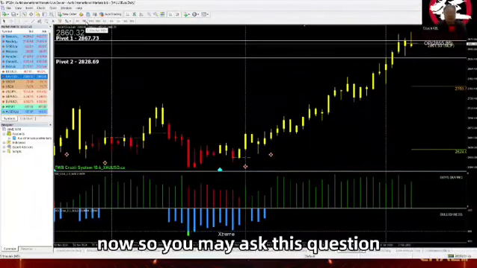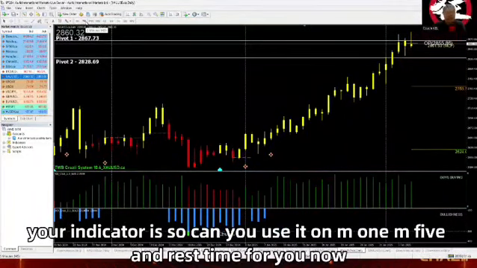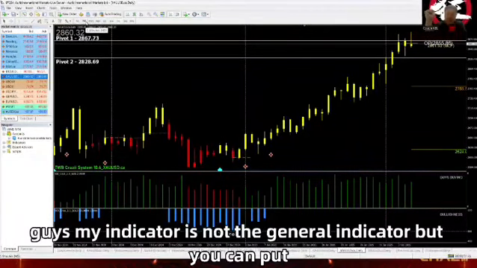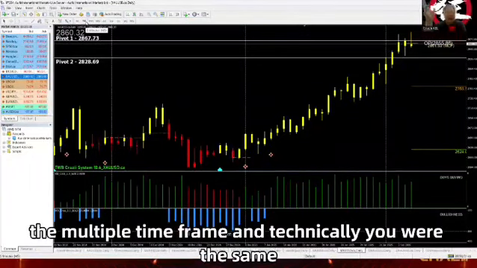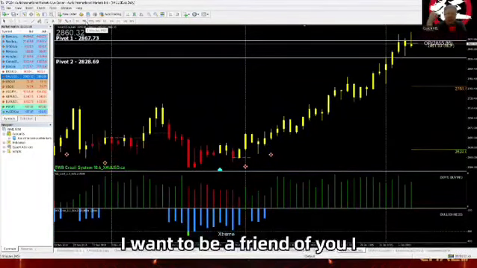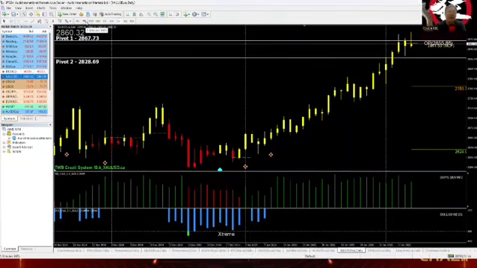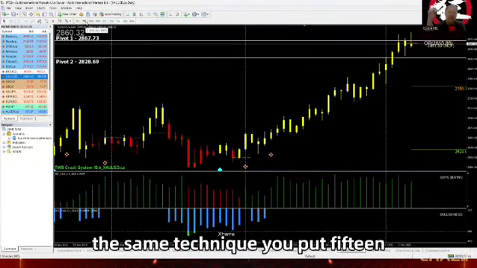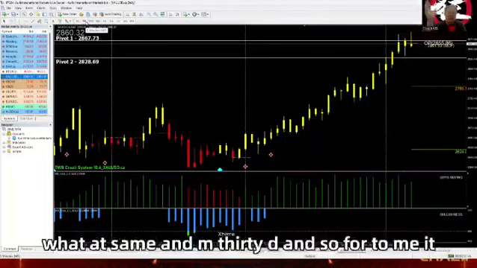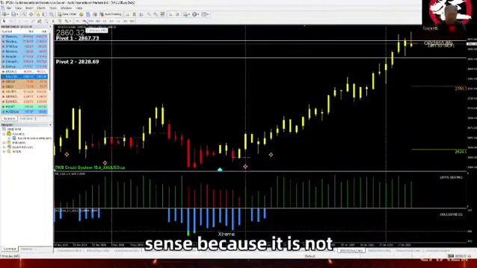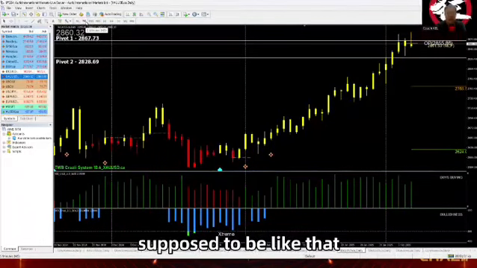Now, some of you may ask this question: Kel, your indicator itself, can you use it on M1, M5, and the rest of the time frames? Now, guys, my indicator is not a general indicator whereby you can put it in multiple time frames and technically it will be the same. I want to be upfront with you. I don't think any technical trader will tell you that the same technique you put in M15 will work the same as M30 and so forth. To me, it doesn't make any sense because it is not supposed to be like that.